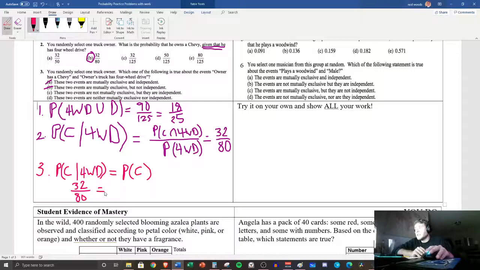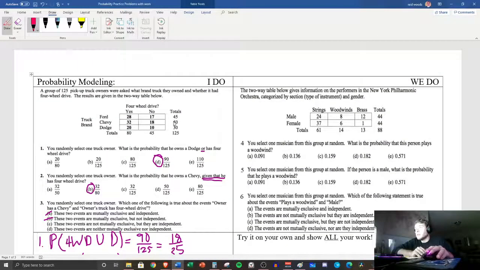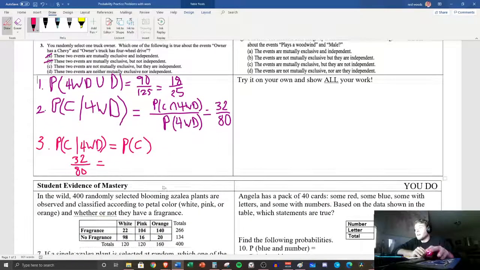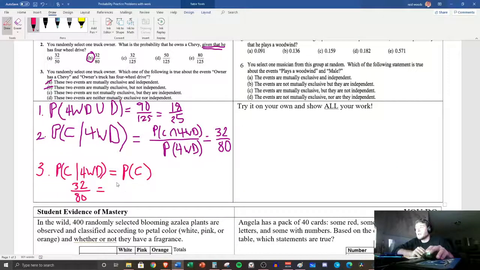And now we're trying to show that that's equal to the probability of owning a Chevy, which is 32 out of 125. Well, actually, sorry, 50 out of 125. There's 50 Chevy owners out of 125. So 50 out of 125.